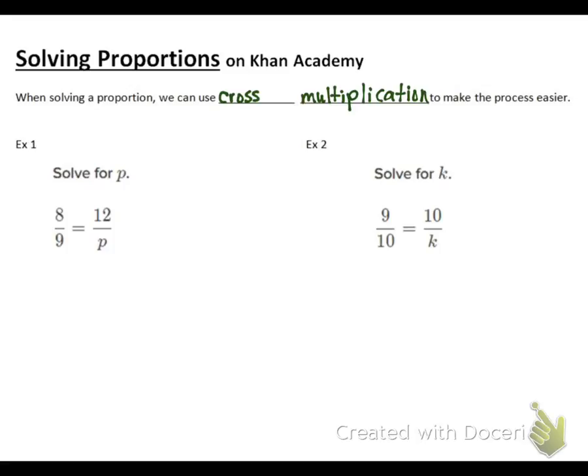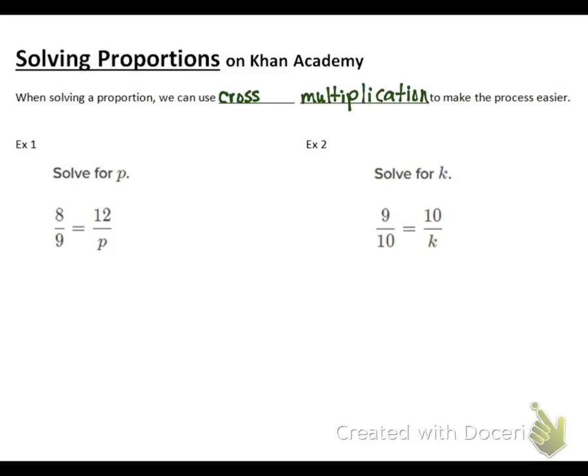Now, cross multiplication, think about it. You're going to cross one way, cross the other way, and you're going to end up with an X. I always start at my top left and go down to the right. If you start at your bottom left and go up to the right, you're going to end up with the same answer, but how you write your problem will look different. Either way is acceptable. I always like to go top left though.